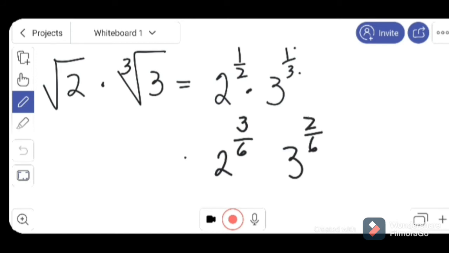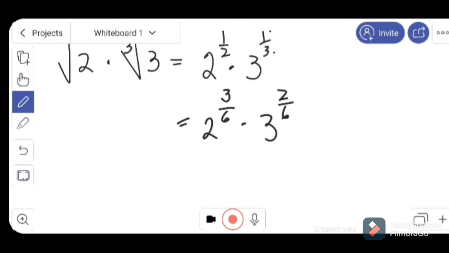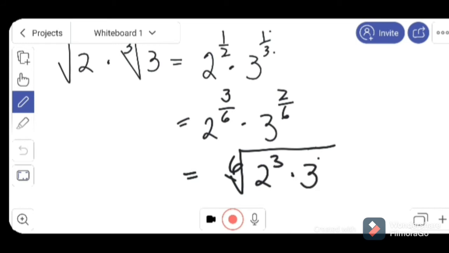Now, the exponents, or the fractions, are similar. Now, rewrite the product as a single radical. To do that, they have both 6 as the root, so we write 6 here. And then, inside, we have 2 raised to 3 and 3 raised to 2. 6 is our index, and 3 and 2 will be the exponents of the bases respectively.